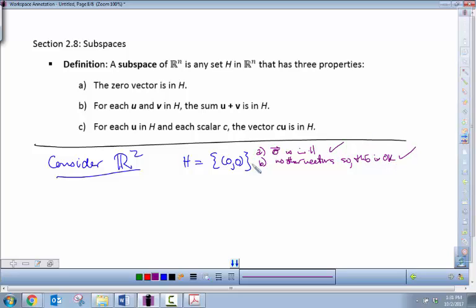So we got check on A and B, and then C. This is the only vector we have, so if we scalar multiply it, if we multiply this by any scalar, it's still going to be 0, which is still c times 0 is equal to 0. So that still works. So our 0 vector, if that's the only thing in our set, is a subspace. So that's good, I guess.